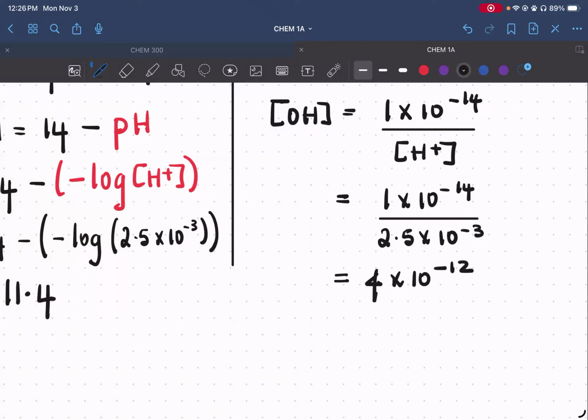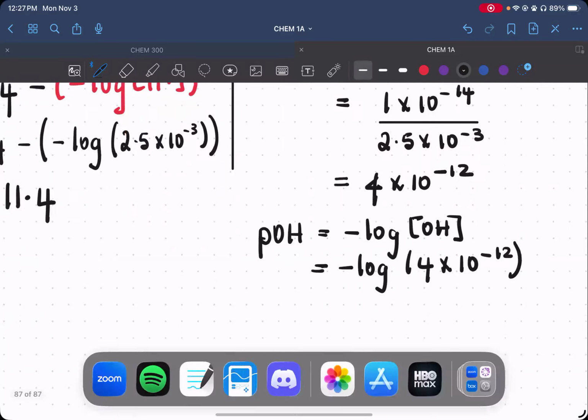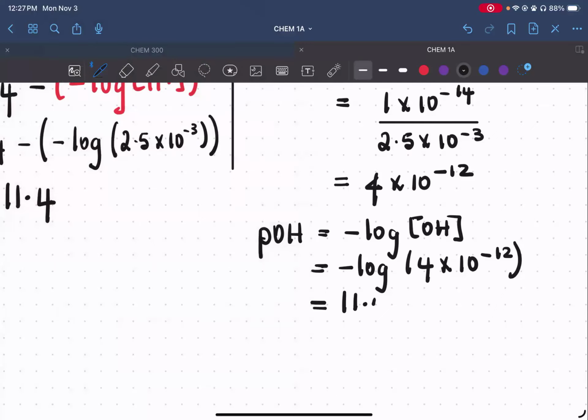Of course, we're not done here. All this simply does is calculate the OH concentration. From there, we can say POH is equal to negative log of the OH concentration, which is equal to negative log of 4 times 10 to the negative 12. Negative log of that number. And again, we see the exact same final answer when rounded is approximately 11.4.